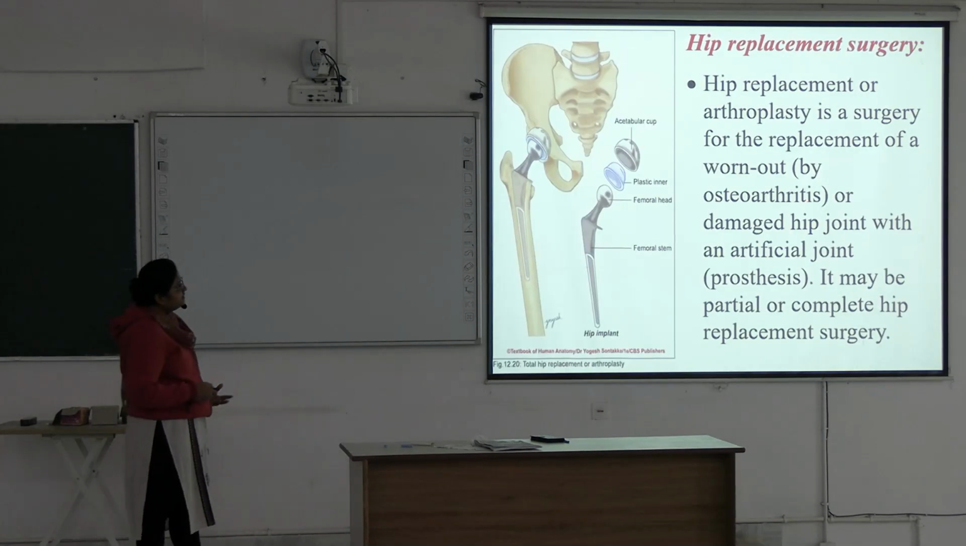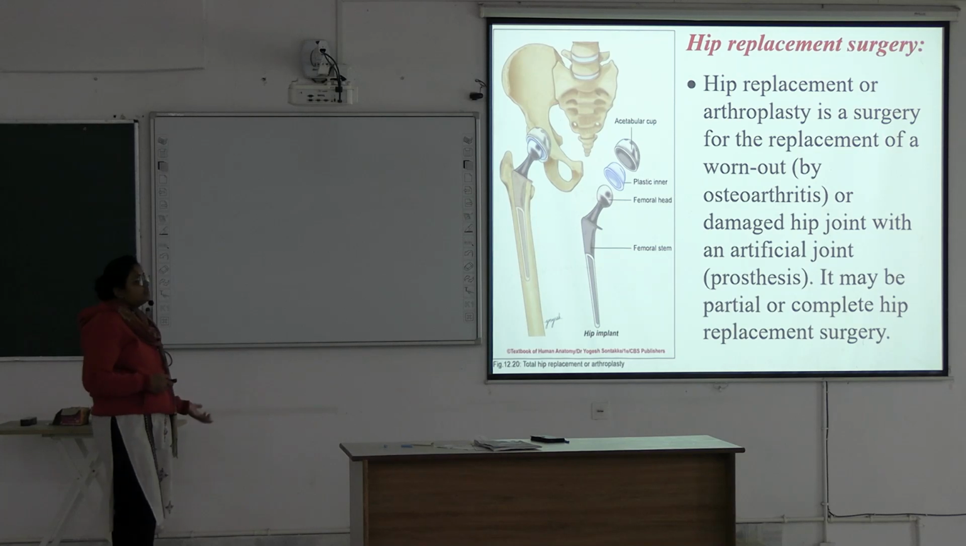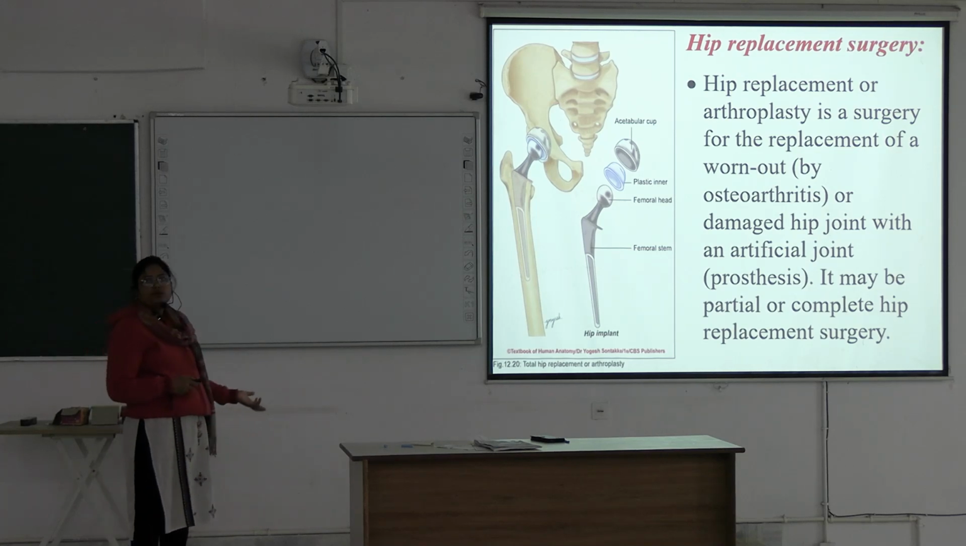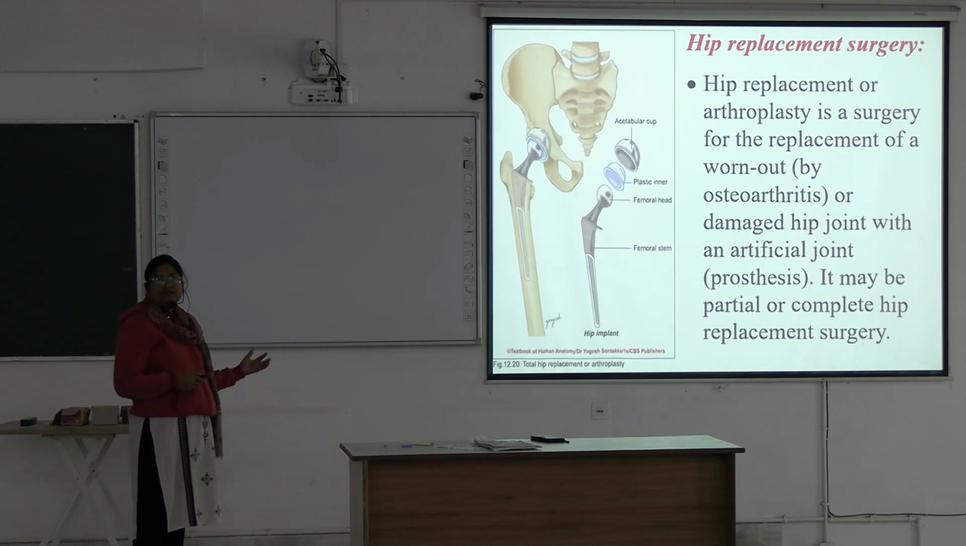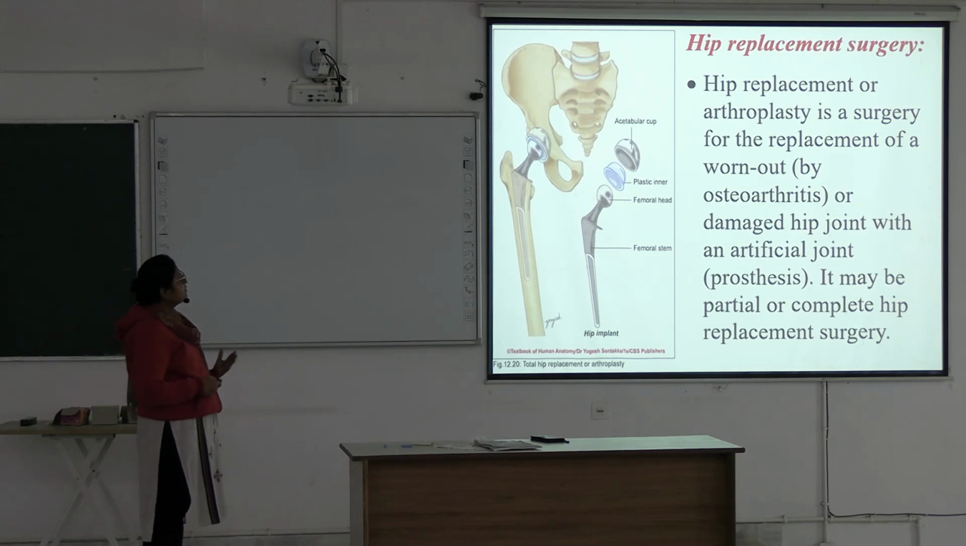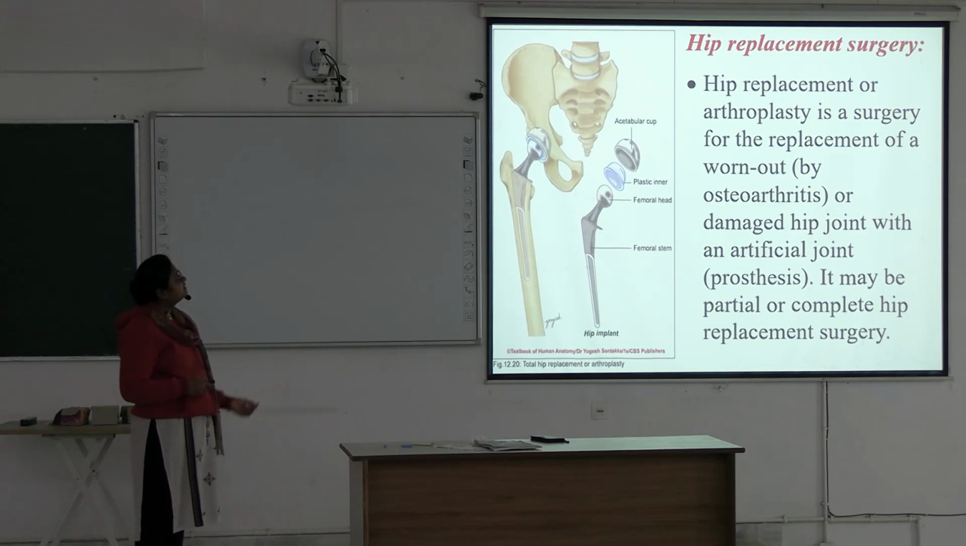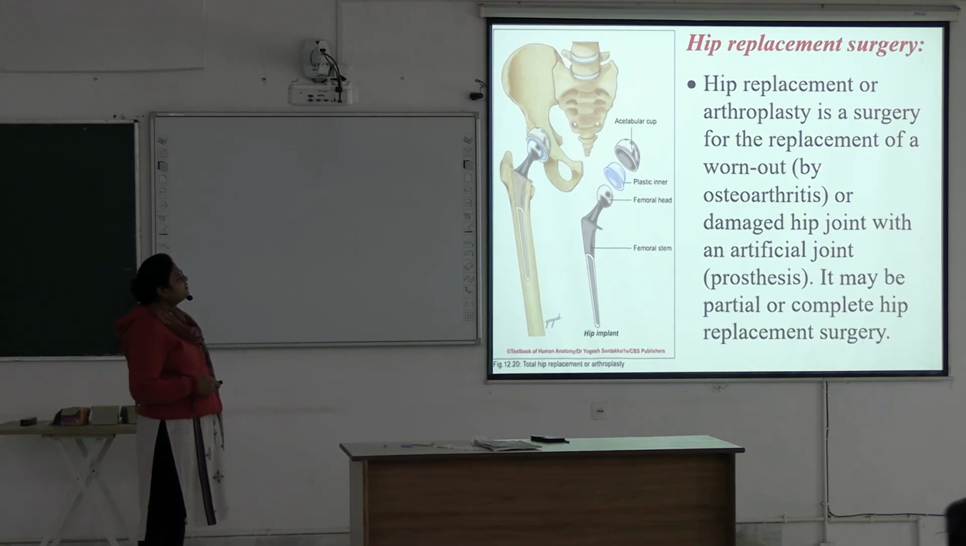In case of fracture neck, what is the treatment? It generally occurs in old age. Okay, so there is less chance of recovery from the fracture. So you have to do hip replacement surgery. Hip replacement or arthroplasty is a surgery for replacement of a worn out, osteoarthritic or damaged hip joint with an artificial joint or prosthesis.